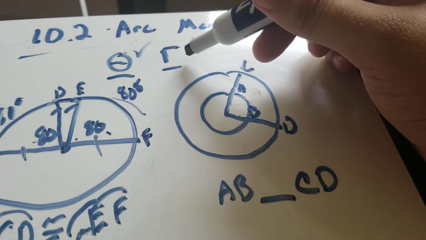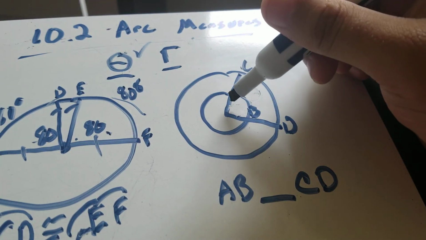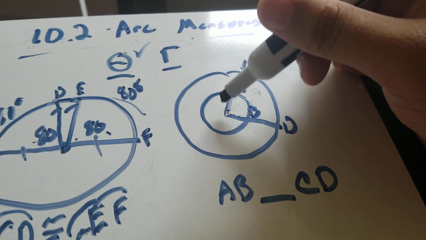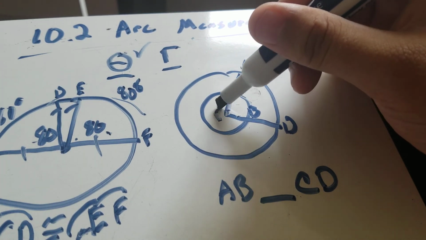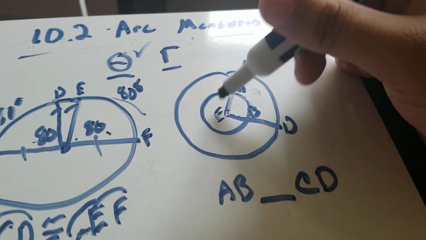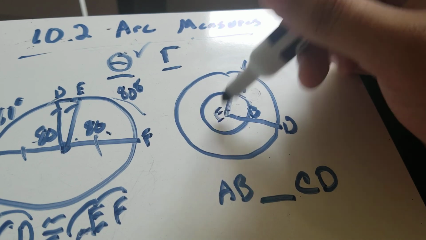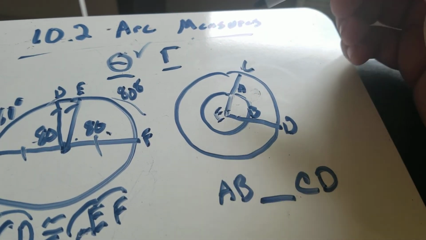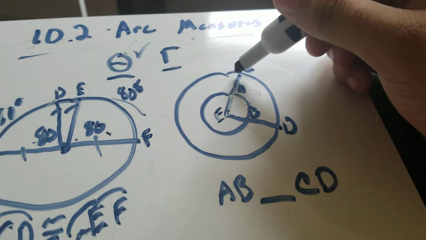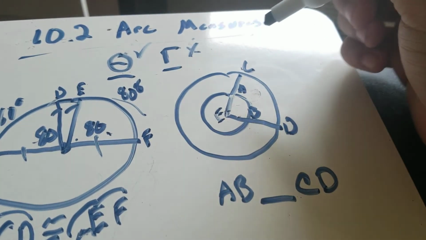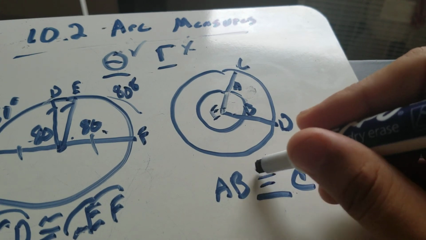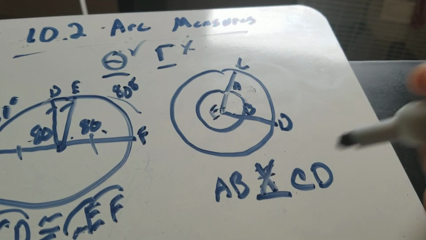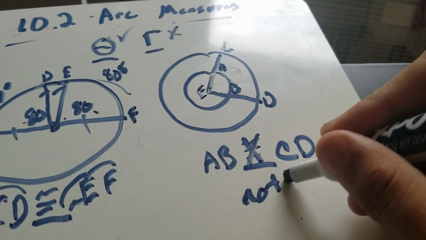But the problem is the radius is different because this is shorter. I need to put a letter here, E. EA is shorter than EC. It's for a fact it is because EA is part of EC. So there's no way they're the same size. As soon as we realize that, that means the radius is not the same. So these are not congruent. Okay? Or you would just write like not congruent.